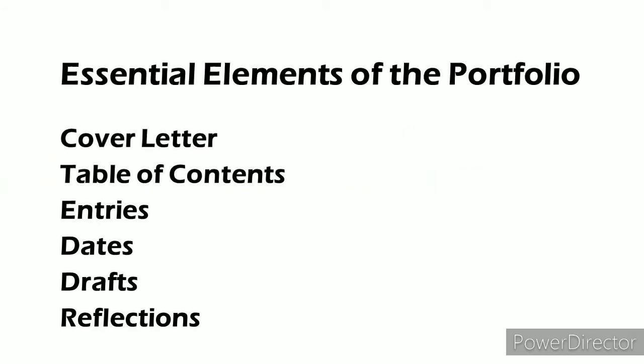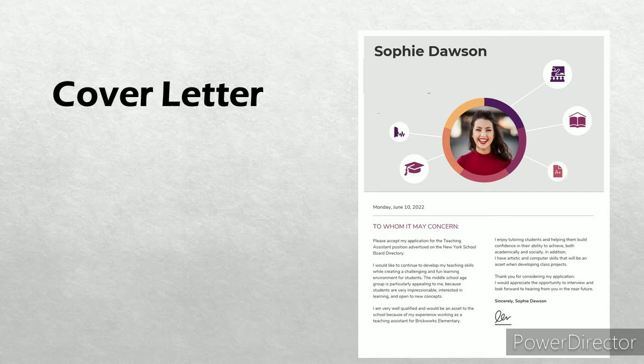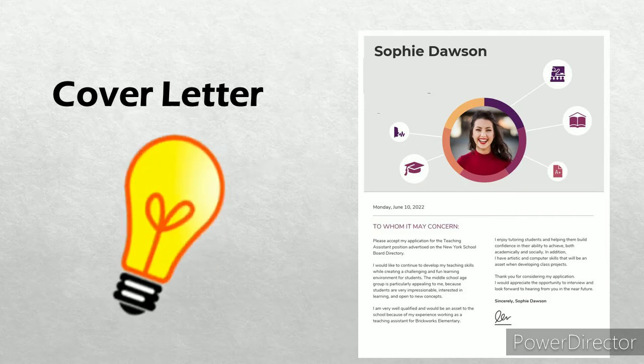To give an overview, this is the list of essential elements of the portfolio. We have cover letter, table of contents, entries, dates, drafts, and reflections. To further elaborate, the first one is the cover letter. It contains the summary of evidences of the student's learning and progress. It is usually written at the end but put at the beginning of the portfolio.